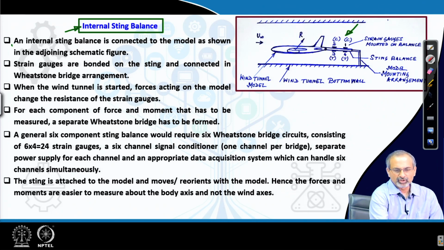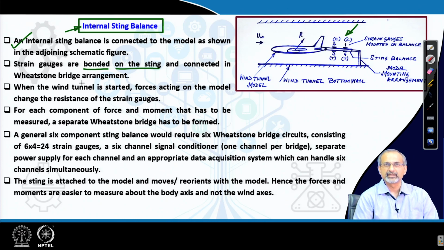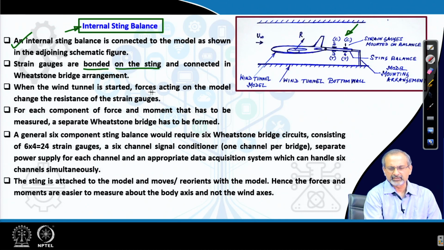So, we have drawn the schematic diagram where the internal sting balance connected to the model is demonstrated schematically. The strain gauges are bonded on the sting and connected in a Wheatstone bridge arrangement. Before you bond them, you have to prepare the sting surfaces very carefully by machining them to appropriate surface finish, keeping the surface very clean before you bond the gauges to the sting surface.